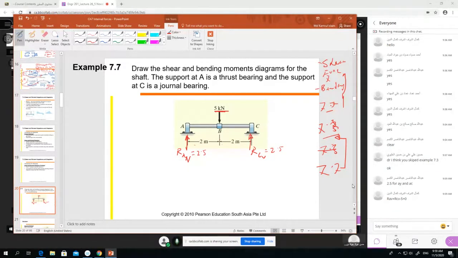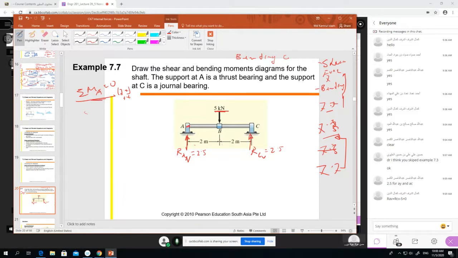Yes, the equation is correct. If you don't know how to solve, I wrote it down here. Take the moment at A, with anti-clockwise positive. Now remember, this moment and the bending moment are different. Don't be confused. This is the external moment, right?